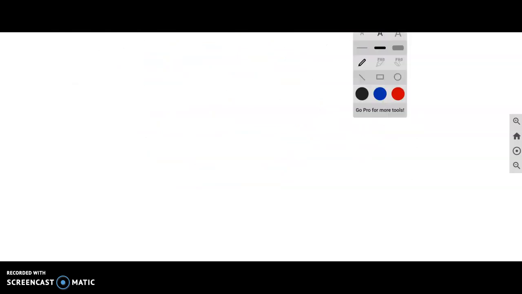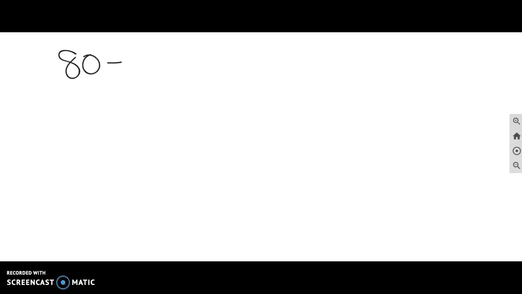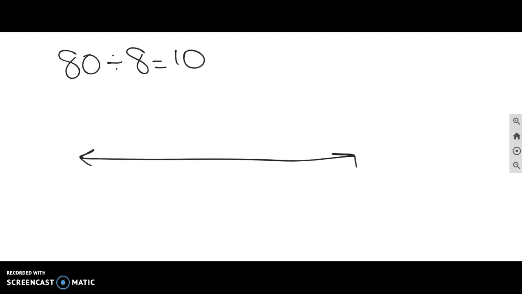Okay, now I'd like for you to do this one on your own, showing it on your number line. So you're going to pause the video. Once I have it written down, you're going to solve it and then check your answer. So here's the problem. Okay, 80 divided by 8 equals 10. Pause the video, solve it, and then we'll check your answer.